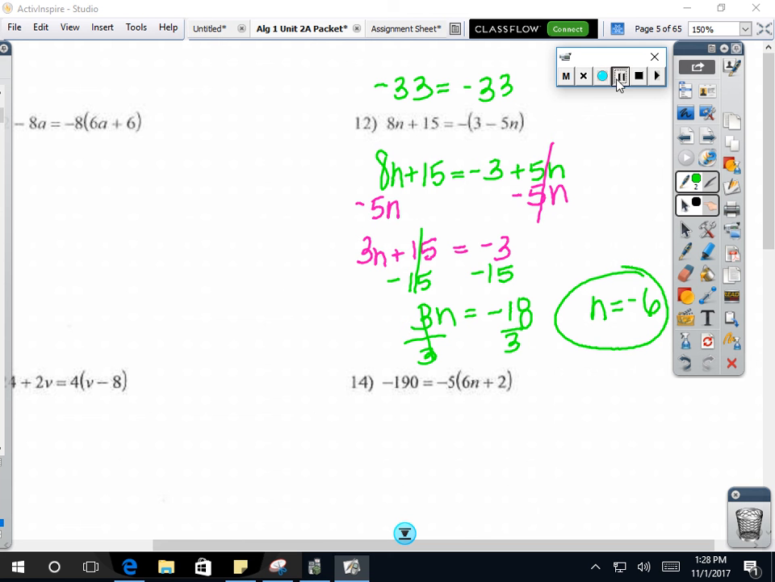Okay, any other questions off of pages 4, 5, or 6? No? Okay, let's move on to today's material, page 7.